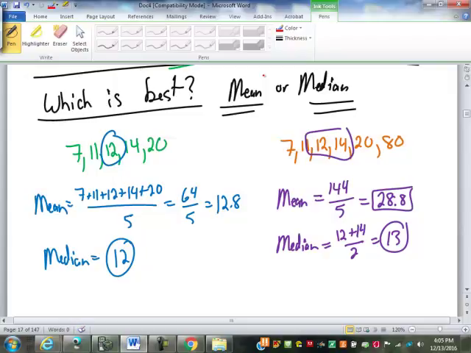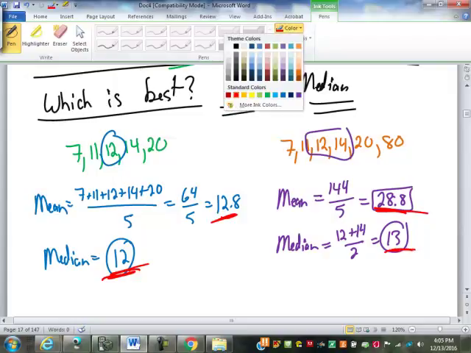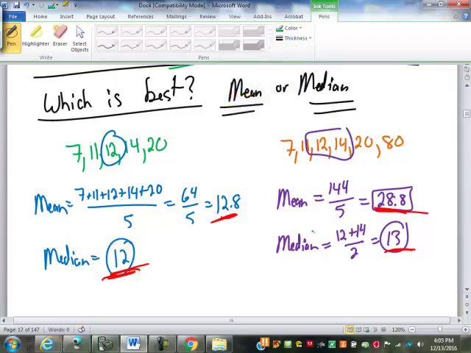Which one was more unstable when we put in a really large value? Well, the mean jumped from 12 all the way up to 28. For the median, it jumped, but it only went from 12 up to 13. In general, in statistics, the median is considered to be the better measure of center because it's more stable. One really large or one really small number doesn't set it off too bad.